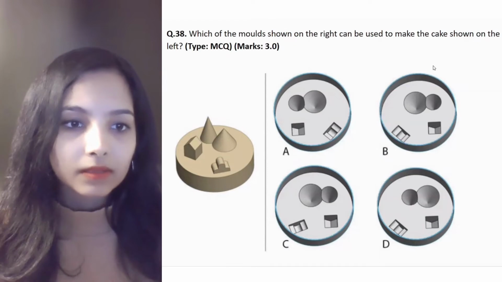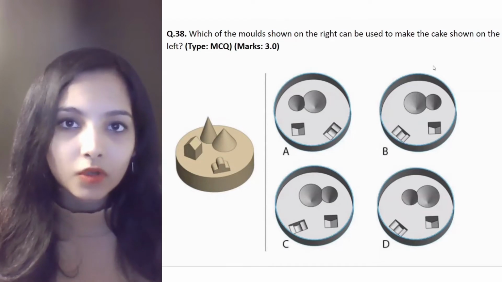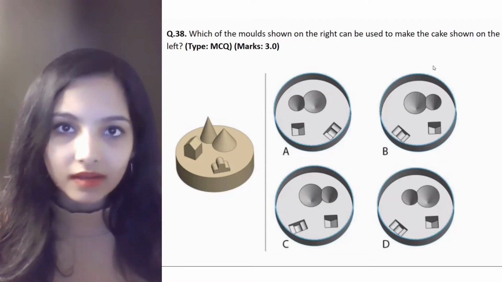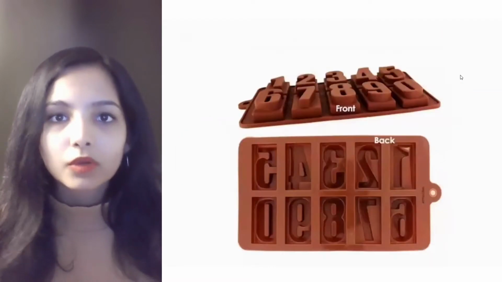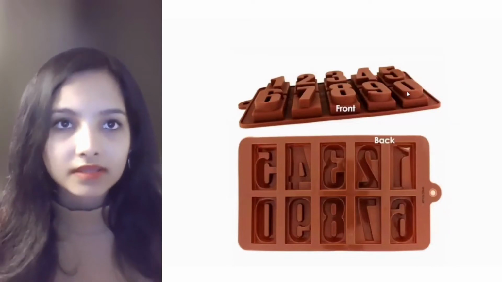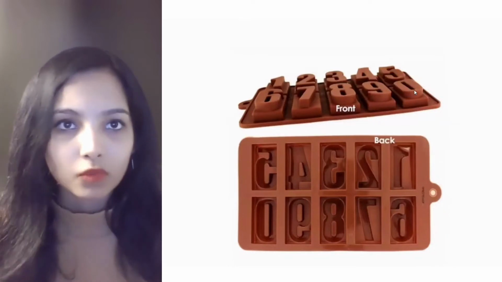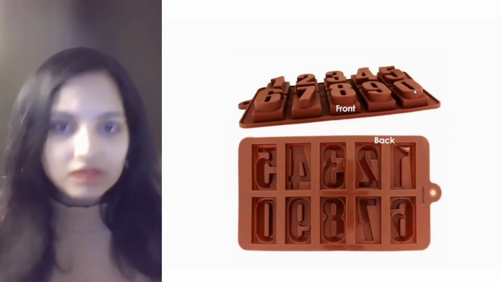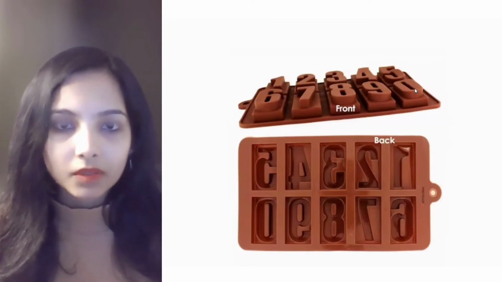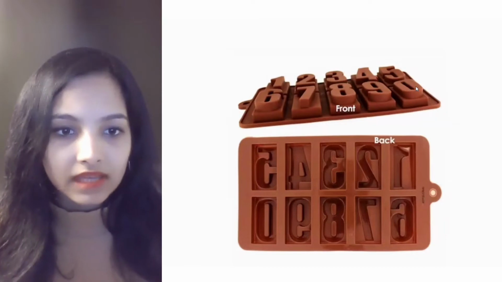Now, one thing to keep in your mind while eliminating these options is that your cake and your mold are going to be exact mirror images of each other, right? Just visualize a cake being pulled out of a mold, right? It is not going to be the same, it is going to be a mirror image, okay? So let's just start eliminating such options, okay?